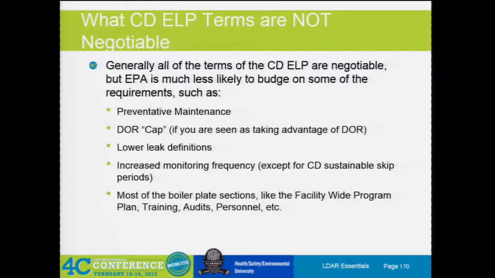So go on to the next one here. What CDELP terms are not negotiable? Generally all of the terms in the CDELP are negotiable, but the EPA is much less likely to budge on some of the requirements like preventative maintenance, DOR caps, leak definitions, increased monitoring frequencies, most of the boilerplates, a facility-wide program plan, training, audits, and personnel.